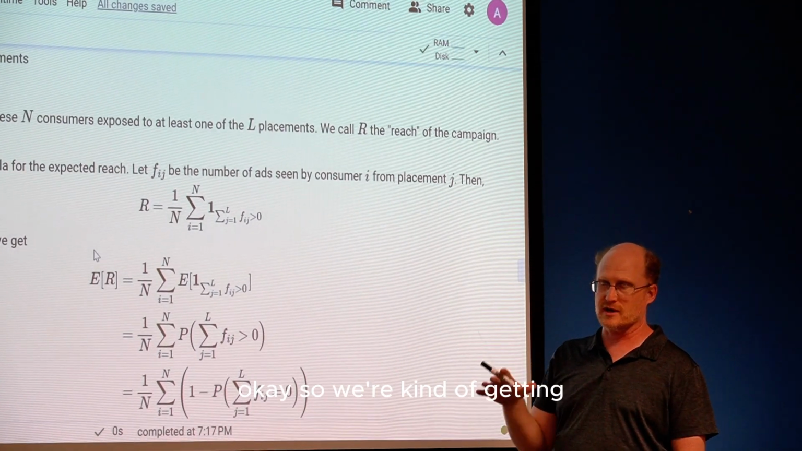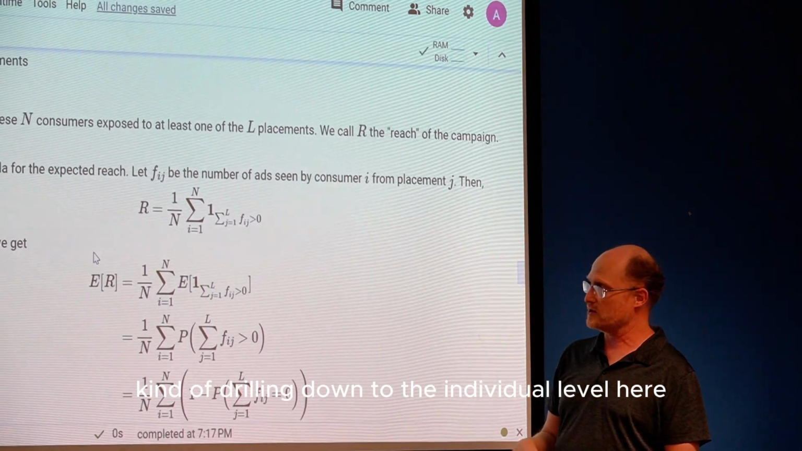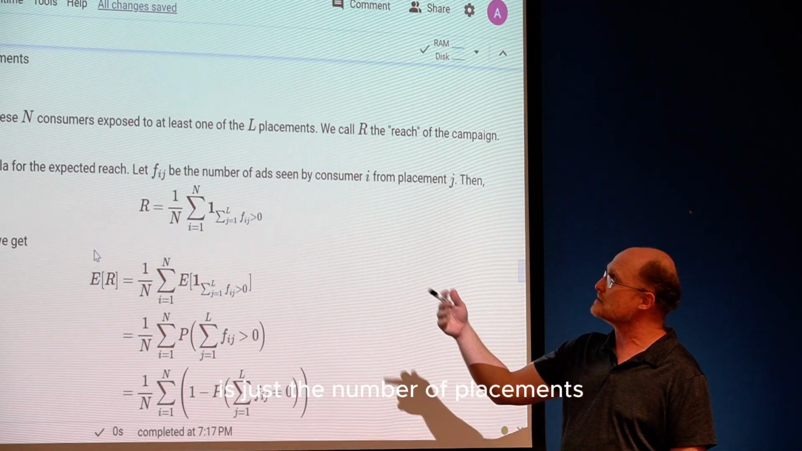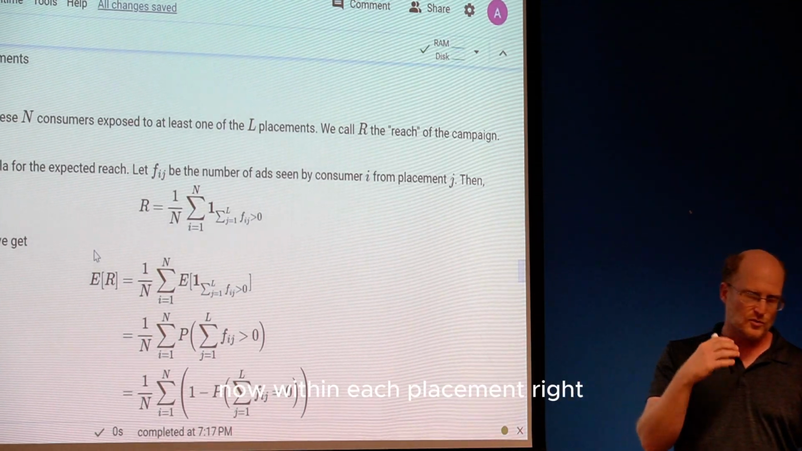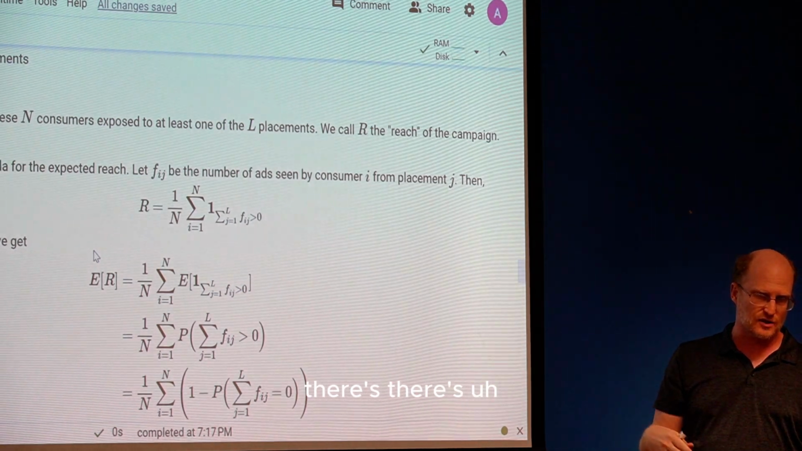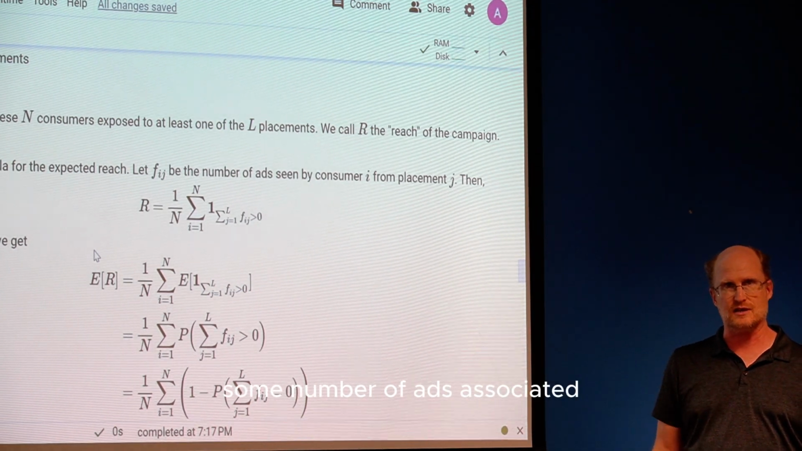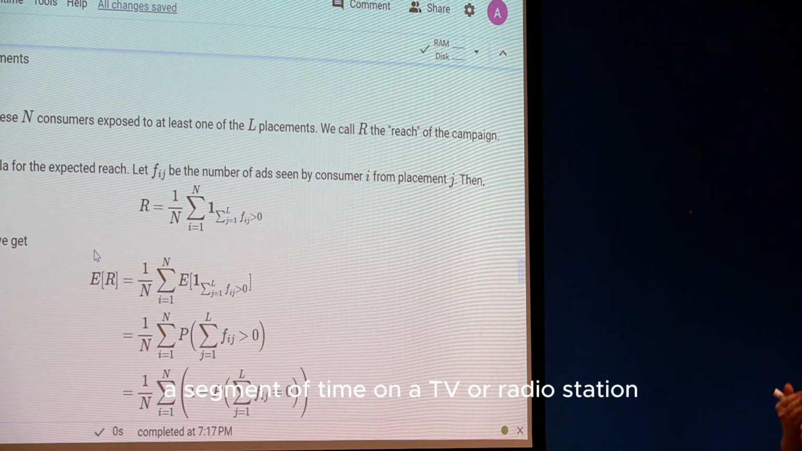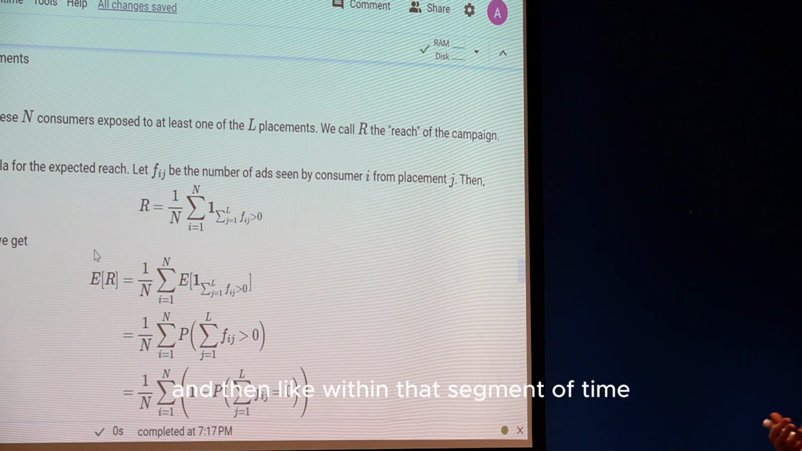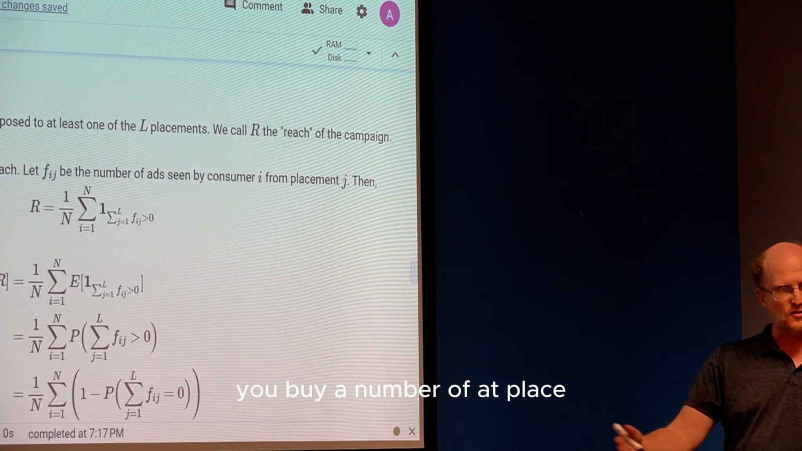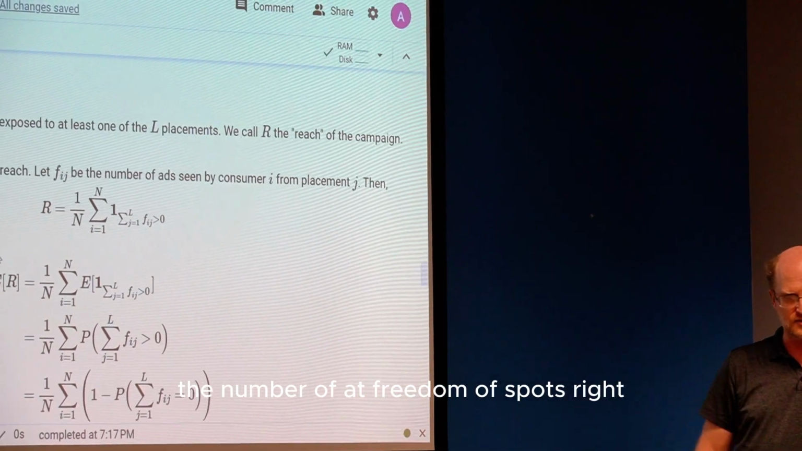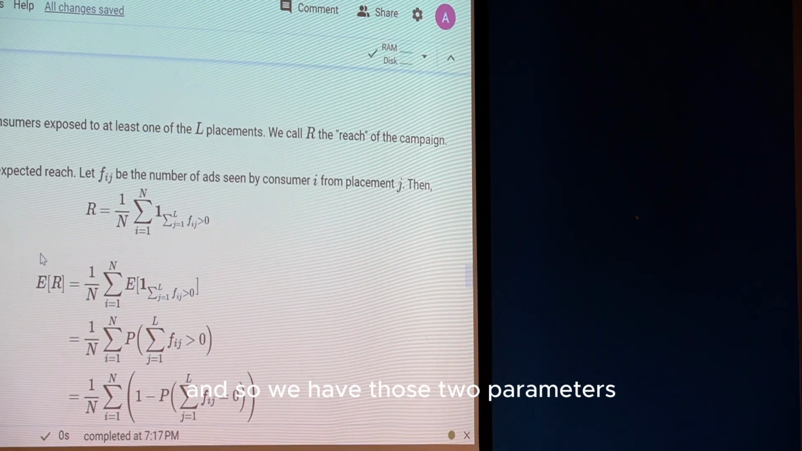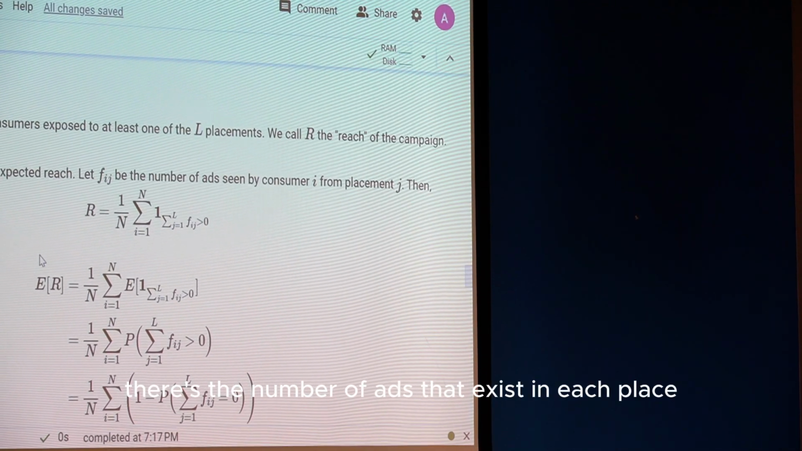So we're drilling down to the individual level here. We're treating each individual individually. And then L is just the number of placements. Now, within each placement, there's some number of ads associated. As an example, you can think of a placement as being a segment of time on a TV or radio station. Within that segment of time, you buy a number of ad spots.